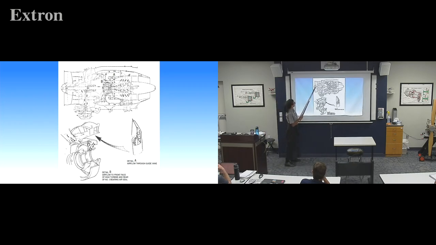So it comes up here and goes in for all our bearings and seals and cools all our vanes and turbine blades. Here is the guide vane, it's cooling that. We just took a very quick peek at that.